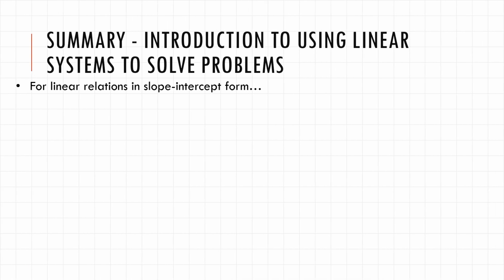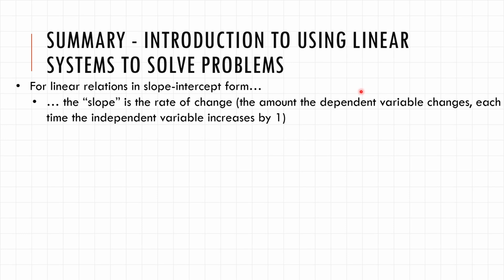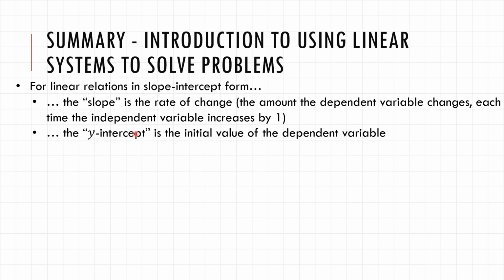So for linear relations that are in slope-intercept form, the slope always tells you how quickly the dependent variable changes every time the independent variable increases by 1. And the y-intercept is always the place where the linear relation starts. It's like the initial value, the starting point.